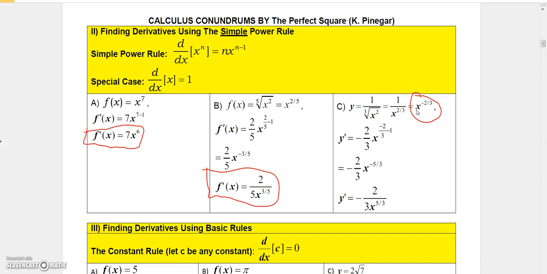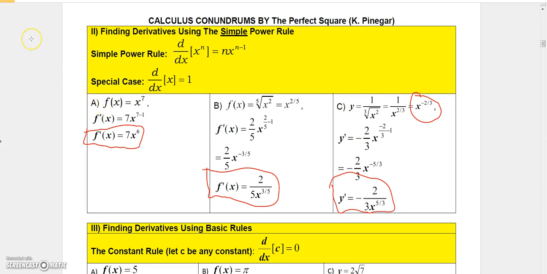Now I'm going to apply this power rule, and so I'll bring the negative 2/3 in front of the x, so I'll have negative 2/3 times x raised to the negative 2/3 minus 1. Now negative 2/3 minus 1 would be negative 5/3. So my final answer is negative 2/3 times x to the negative 5/3, and then the derivative of that could be written as negative 2 over 3x to the 5/3, and you would get a positive 5/3 by moving x to the negative 5/3 to the denominator. So that would be your derivative. And that's really all I've got to show you on this rule.